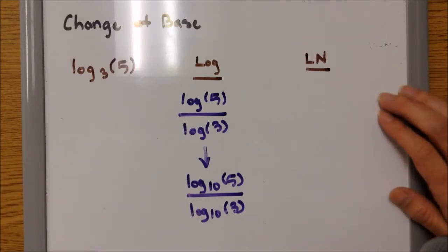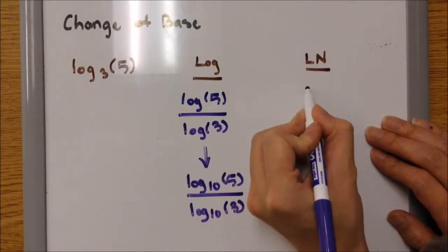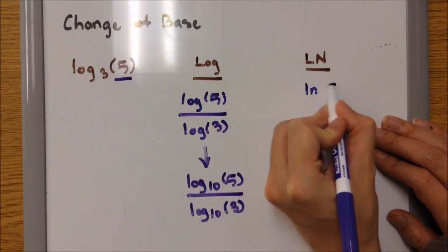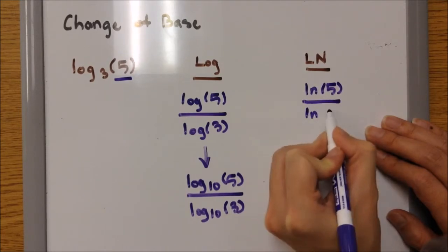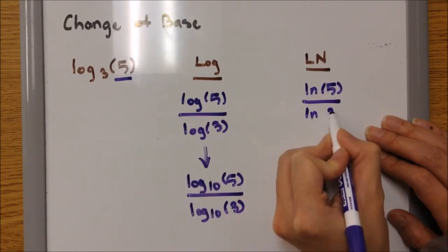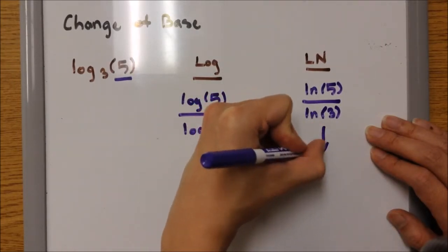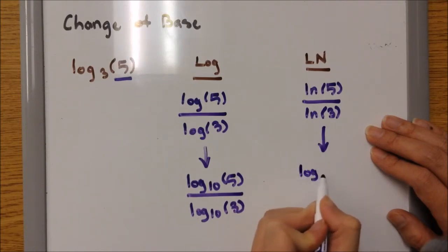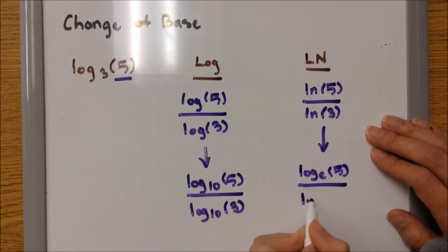Now natural log, you can apply the same thing. So instead of log, it'll just be ln, and then what you have inside the parenthesis will go first in the numerator, and then divided by ln of what's your base, which is 3, in your denominator. And ln is the same thing as log base e of 5 divided by log base e of 3.